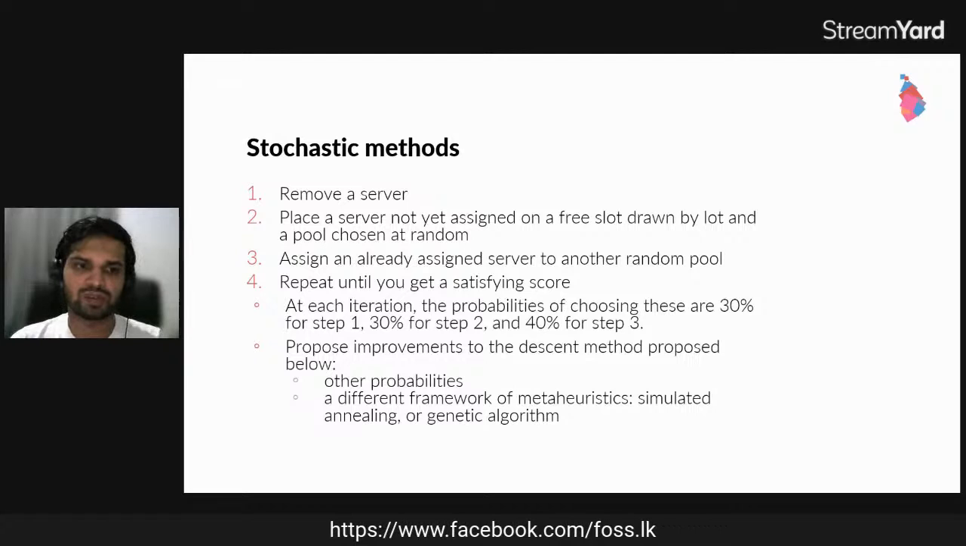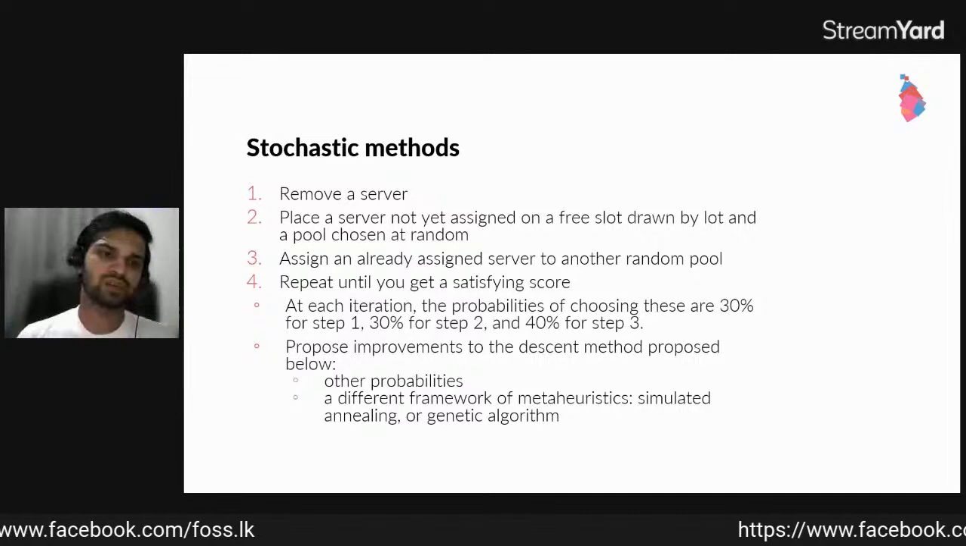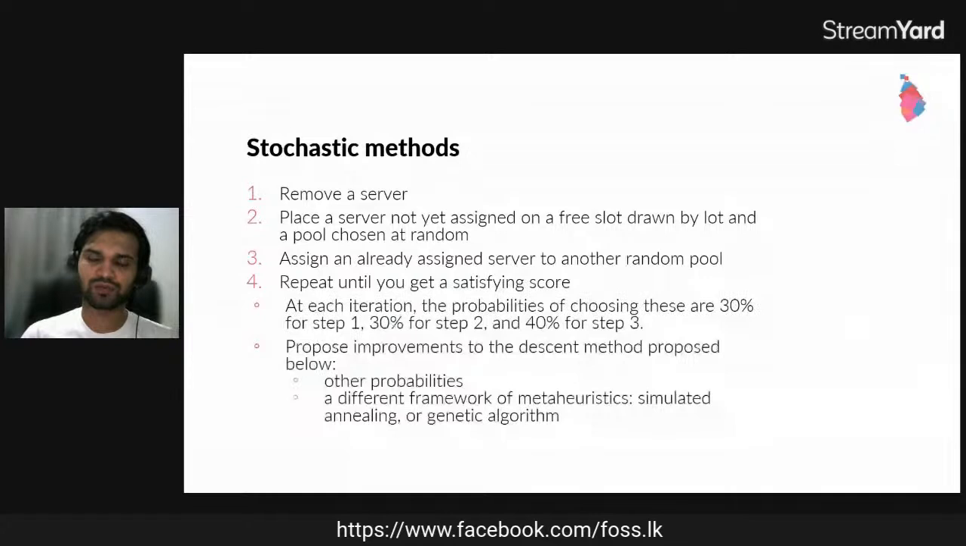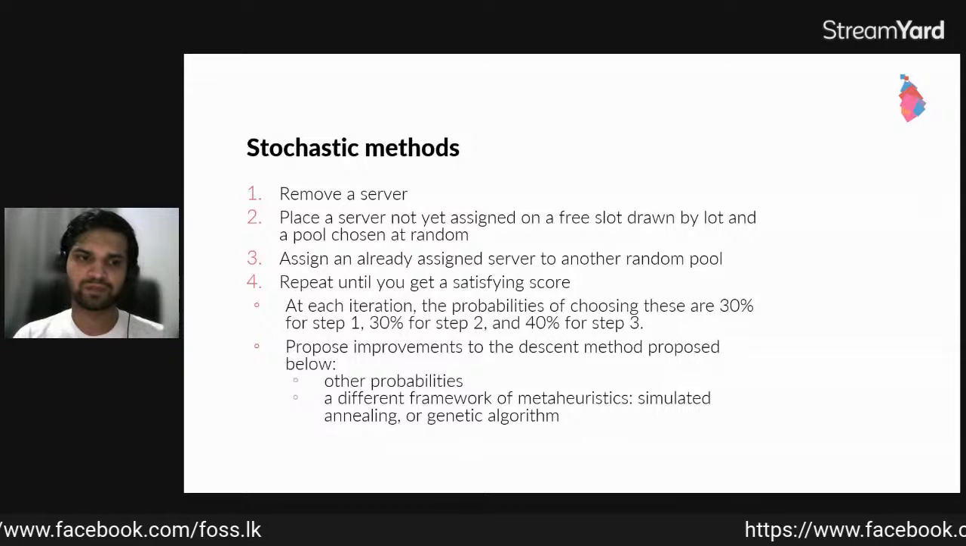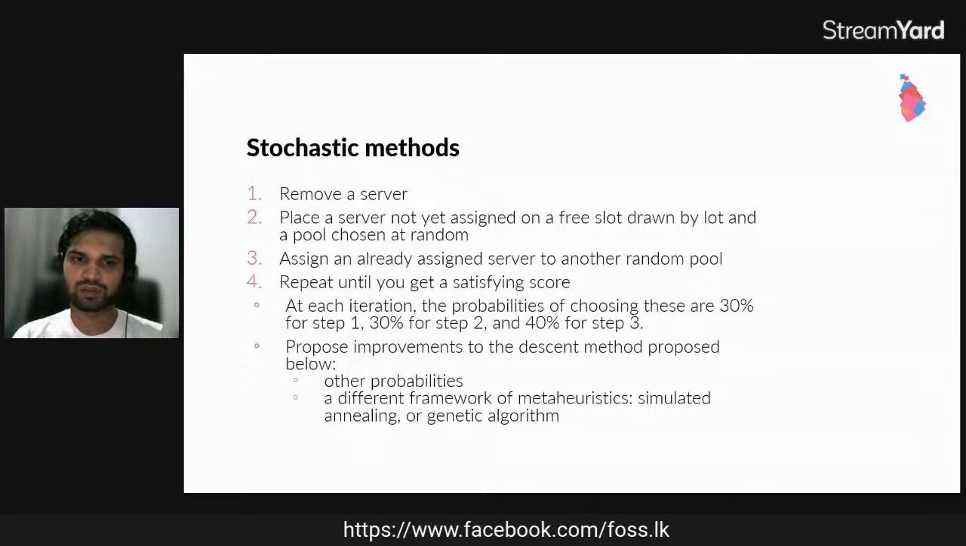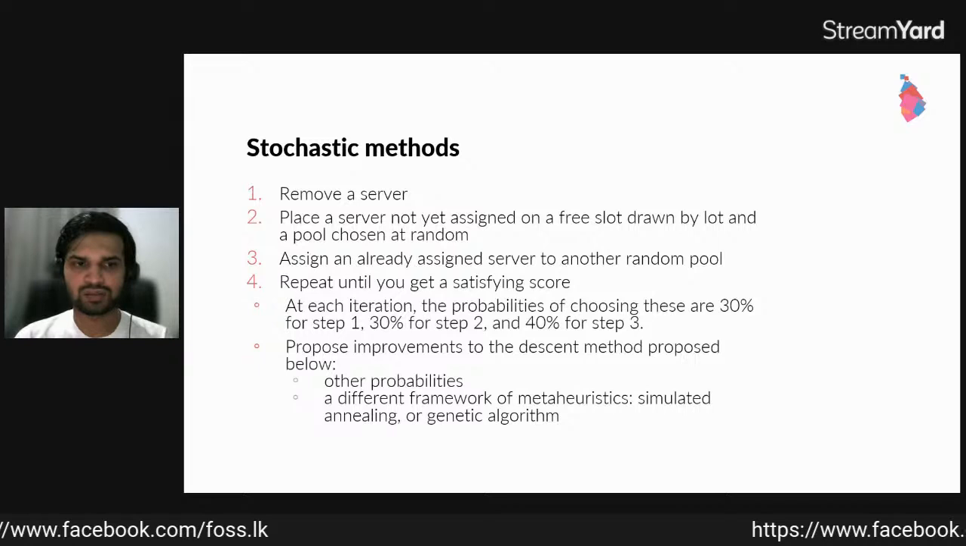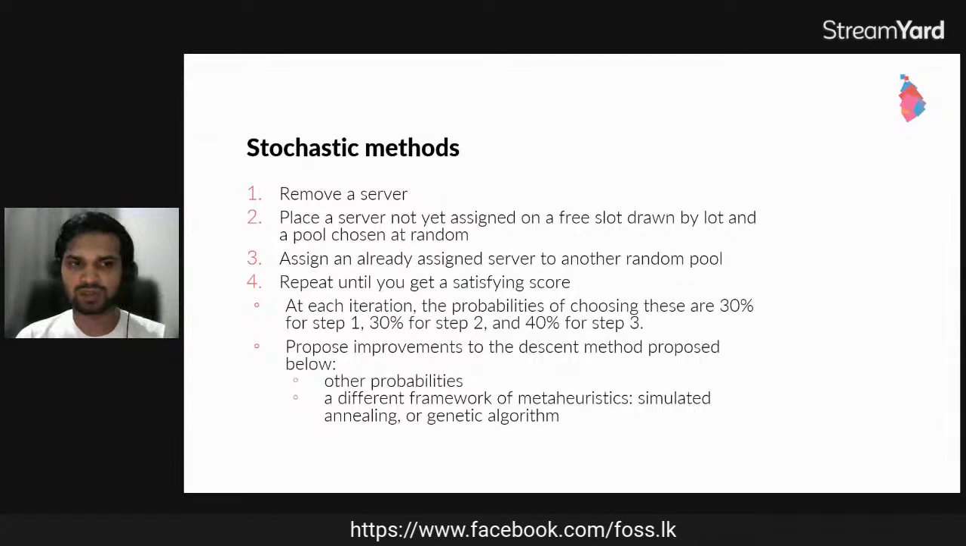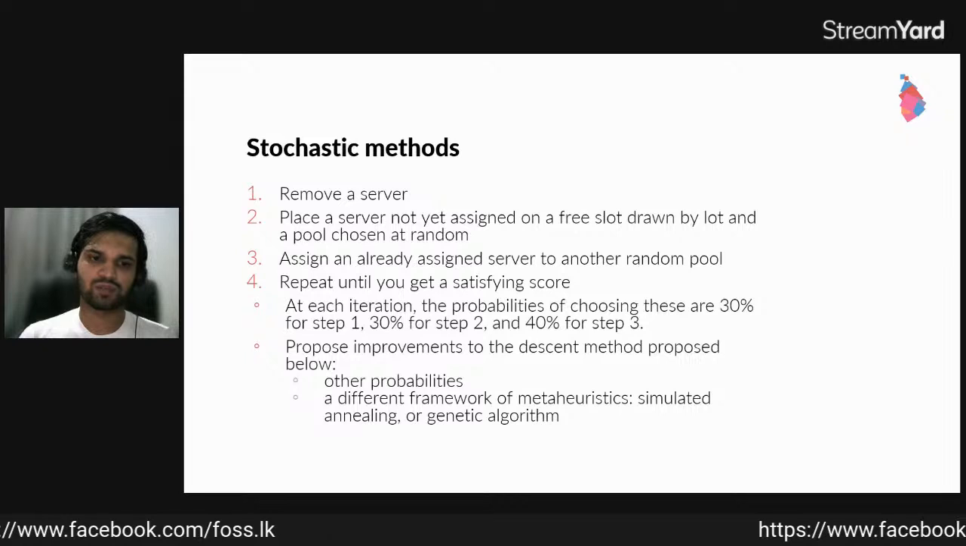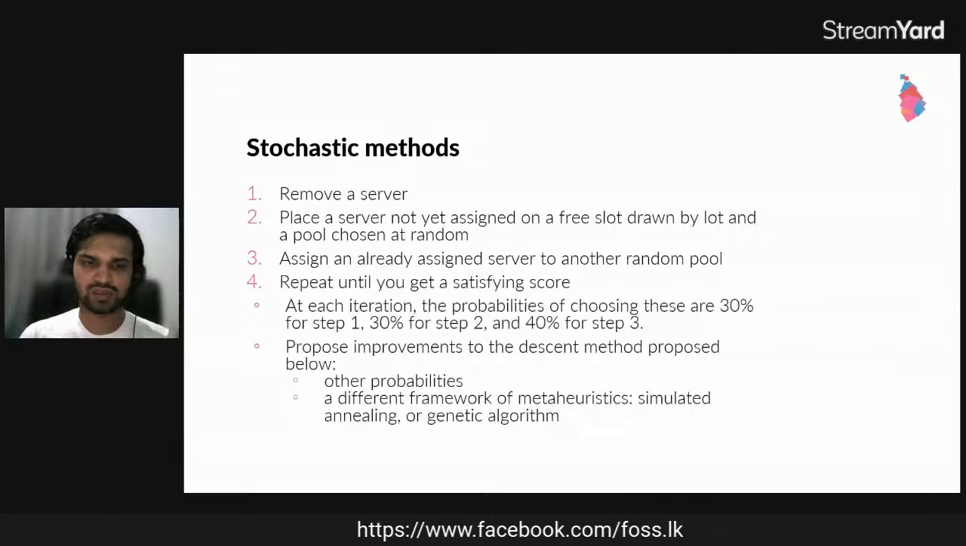In here, what we do is you remove a server randomly from the list of servers and you place it randomly in a different position in the data center, and you assign it to a pool randomly. So you repeat this until you get a satisfying score. You can change the randomness, like you can use 30% randomness for step 1 and 30% randomness for step 2 and 40% randomness. You can change these randomness values and see whether you get a satisfying score.